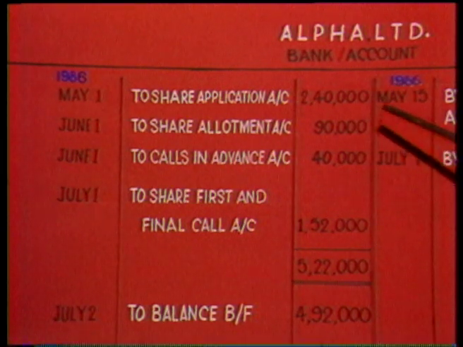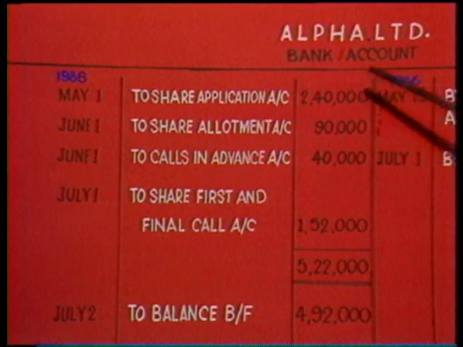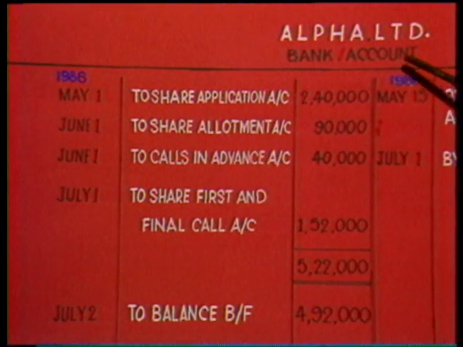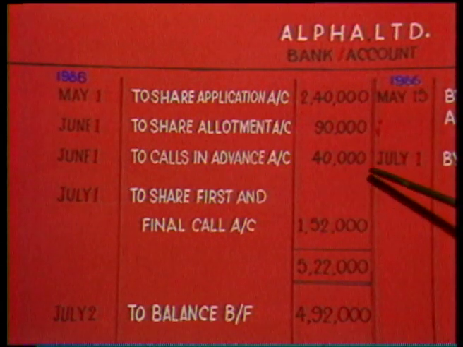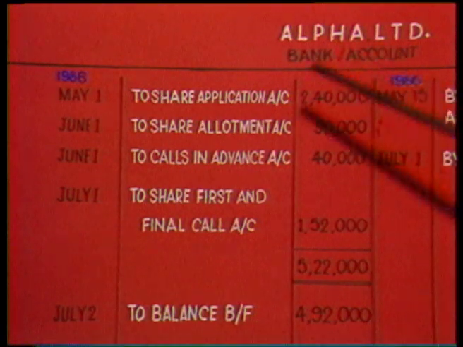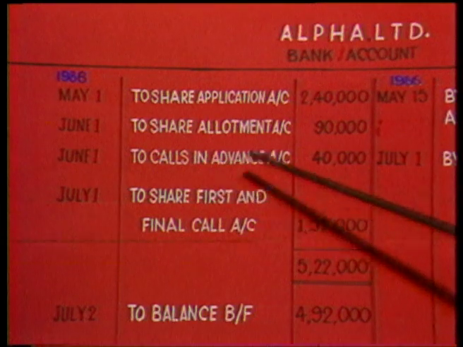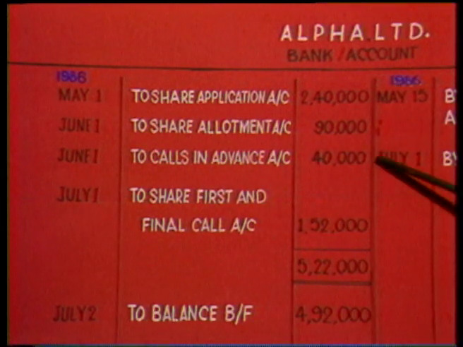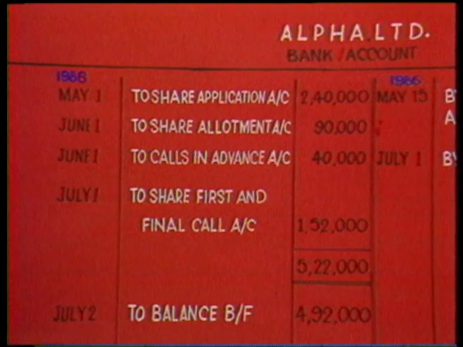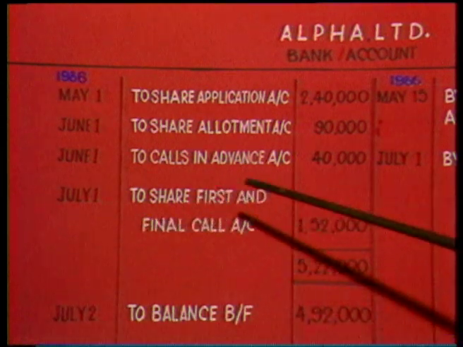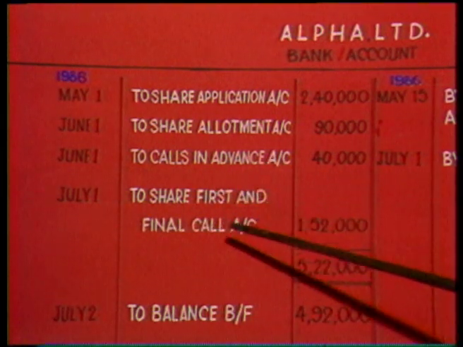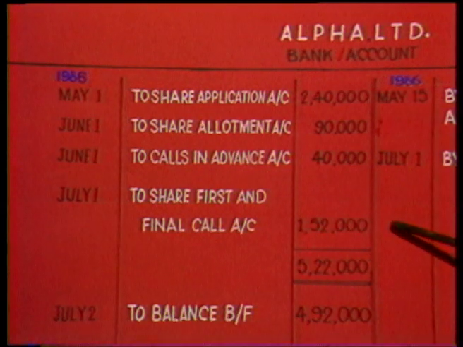In the same manner, on 1st June, you find a debit in the journal to bank account for rupees 40,000 and a credit to calls in advance rupees 40,000. This is posted on the debit side of bank account June 1st to calls in advance rupees 40,000. Subsequently, on 1st July, we received the first and final call money of rupees 1,52,000 from the journal. On that day, 1st July, we have the posting on the debit side of bank account to share first and final call account, 1,52,000 rupees.